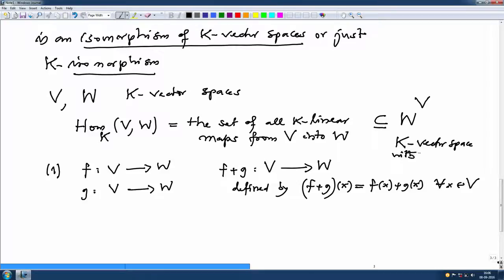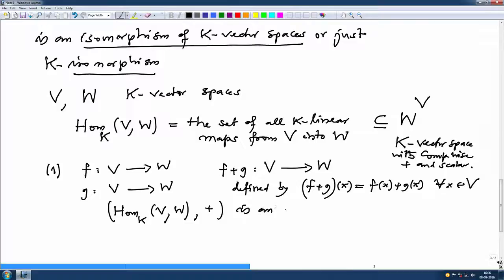With component wise addition and scalar multiplication. So, this means that this Hom_K(V,W) is actually a subgroup of this. So, with this Hom_K(V,W), with this plus, which is inherited from this pointwise plus, is a subgroup of W power V.